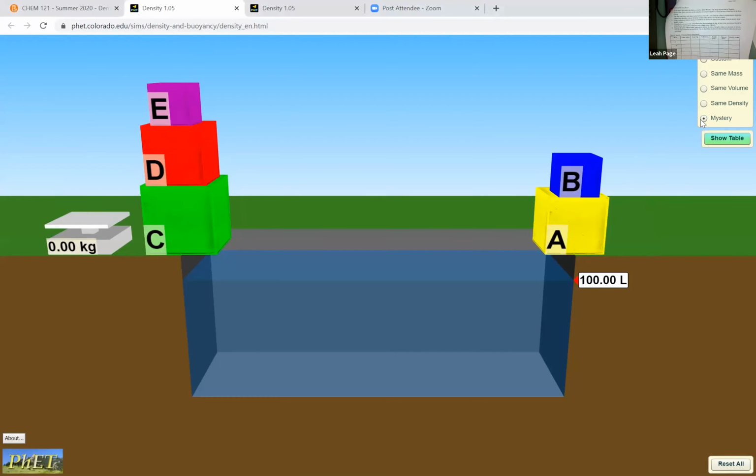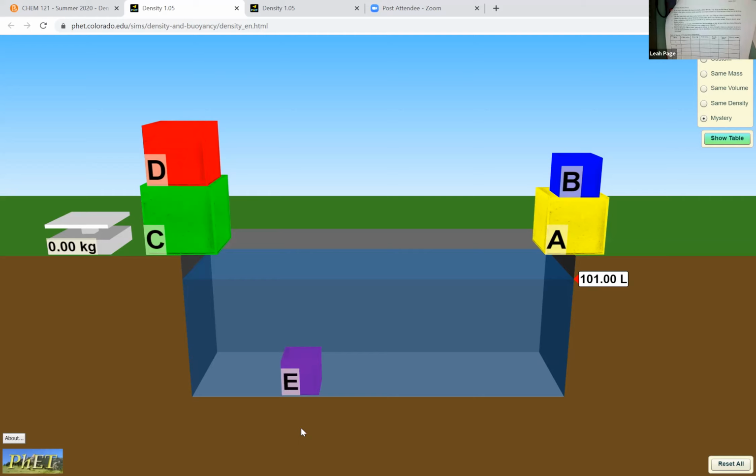When we change our block setting to mystery, let's just go with each block. I'm going to start off with E because it's on top. We're first going to take the mass of E. We put it over here on the scale, take the mass, and write down the mass of E in kilograms. We then take the block E, put it into the tank of water, hold it down, and measure the volume of E. Can you guys tell me what the volume of E would be in this case? 1.01 liters, we see that.